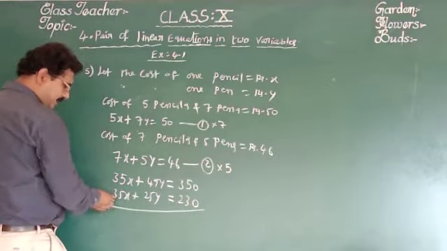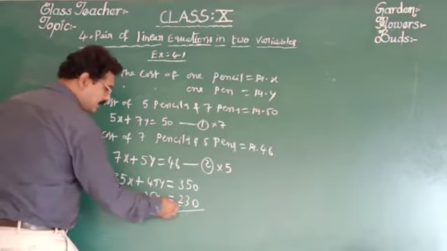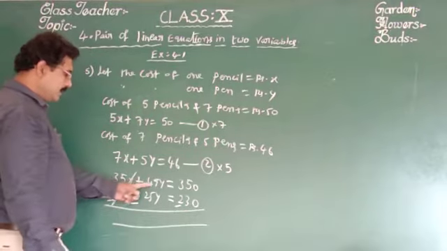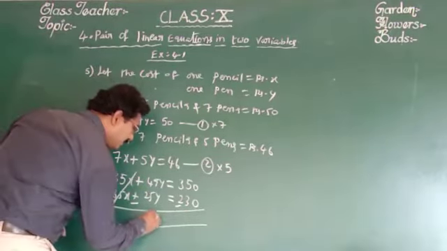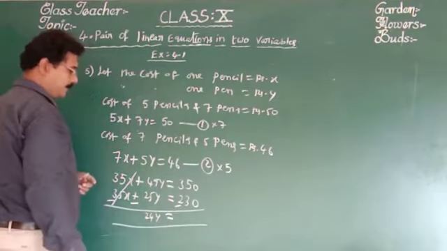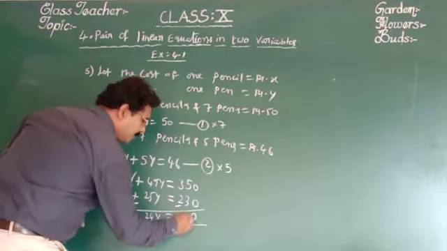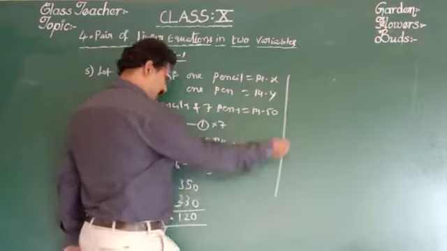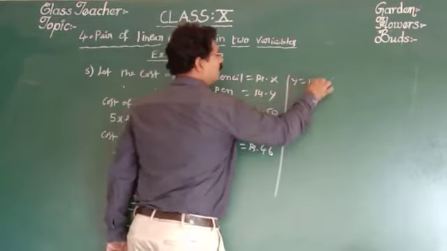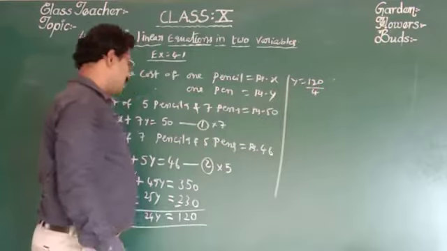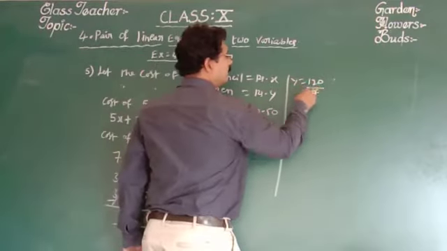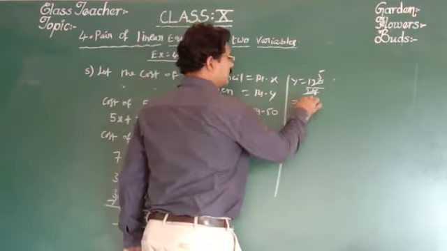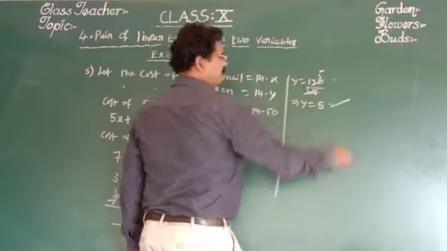Now subtract, minus, minus, minus. 35x gets cancelled. 49 minus 25, that is 24y is equal to 5 minus 3, 2, that is 120. Therefore y is equal to 120 by 24. Now 24 5 times, that implies y is equal to 5.